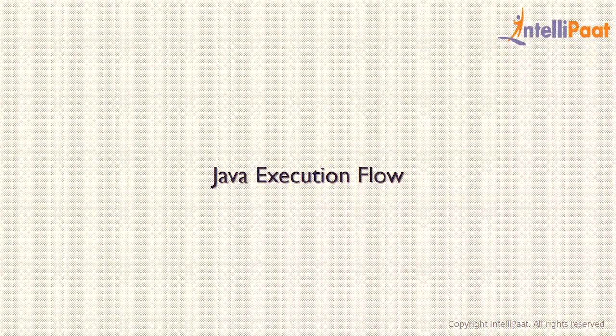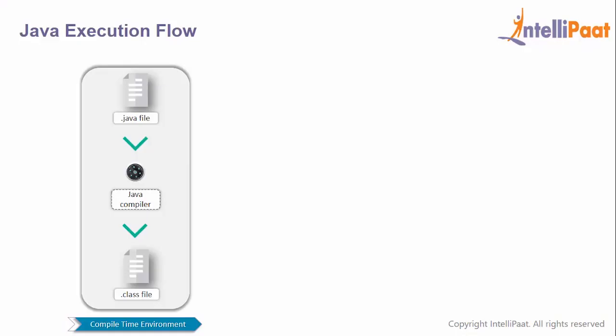Now let's understand the execution flow in Java. Whenever we create a new Java program, we save it as a .java file. This .java file is then passed to the Java compiler, which compiles it and gives us the .class file. Now what is so important about this .class file? Well, this .class file is important to us because it contains bytecode. Now you might ask, what is so special about bytecode? So bytecode is special because it is not platform specific. Or in other words, bytecode is what makes Java a platform independent language.